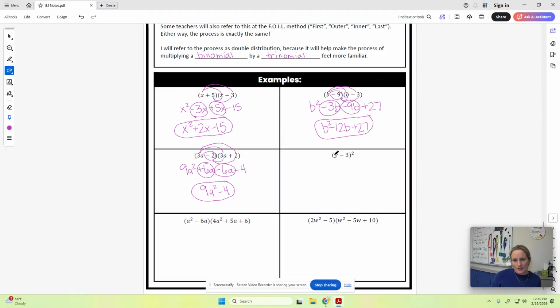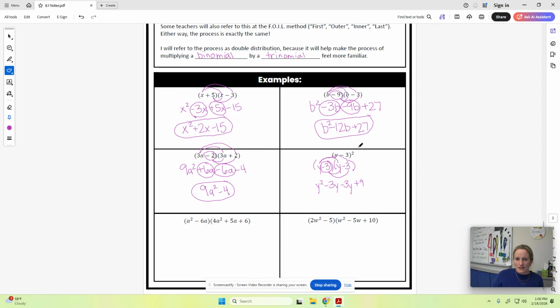In our last example, we have a single binomial written, but it's squared. So this means that we are doing y minus 3 times y minus 3. And you're going to want to write that out in that expanded form before you get going so that it's easier to think about what is going on with that double distribution. So we're multiplying y times y to get y squared. Then we're multiplying y times -3 to get -3y. Now we're going to distribute this -3. So -3 times y is -3y. And -3 times -3 is +9.